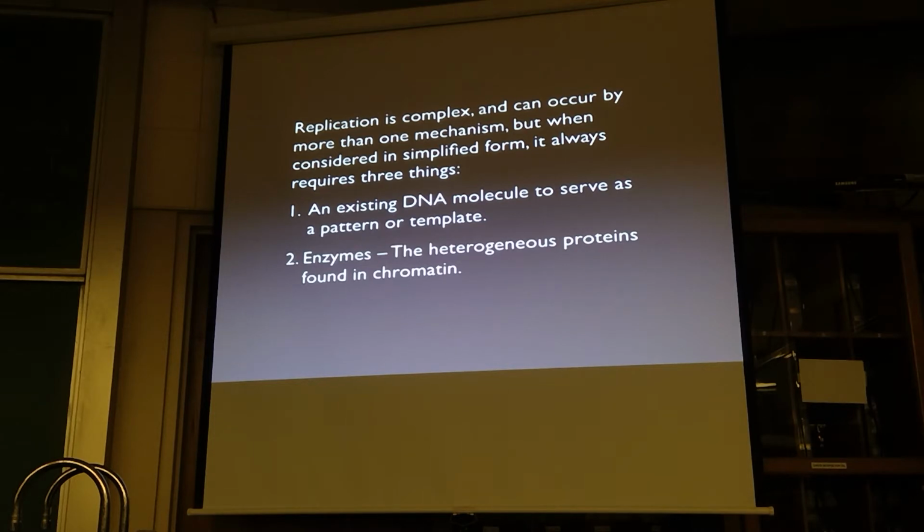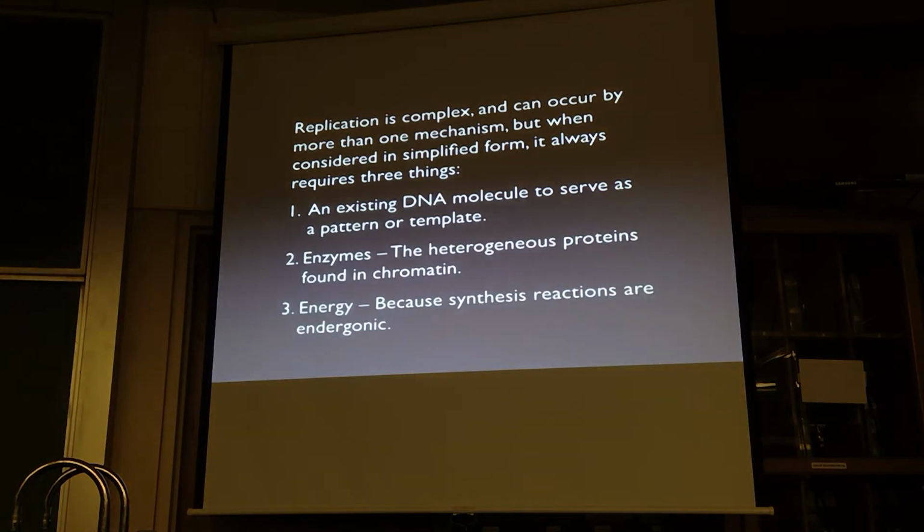Now we're going to find out, oh no, there's a whole bunch of enzymes. So when talking about chromatin in the eukaryotic cell, chromatin is a combination of DNA and proteins. Some of the proteins were histones, some of the proteins were heterogeneous, so a lot of different kinds. Well, some of those are enzymes that are involved in DNA replication. Some of them are enzymes involved in making RNA, but we'll get to that later.